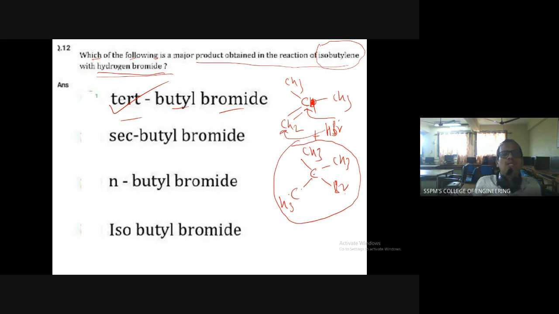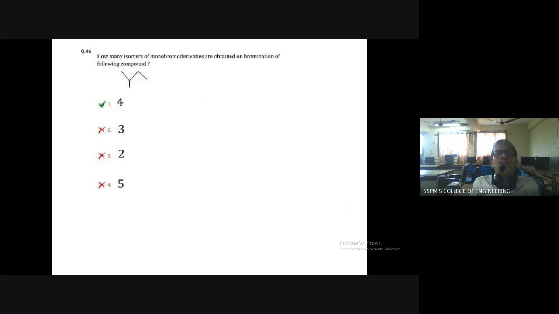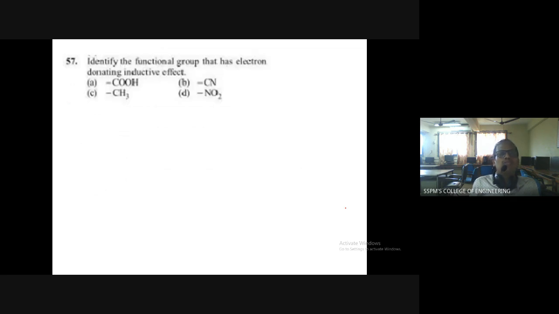Okay. So this is a simple question. IUPAC name of the following compound. We just try for this. We have solved several IUPAC compounds. How many isomers of monobromo do you need? You can also try for this. So several questions are possible. If time permits, then we will get back to these questions. Otherwise, you try on your own. If not, let me know. Okay. This is a simple question.